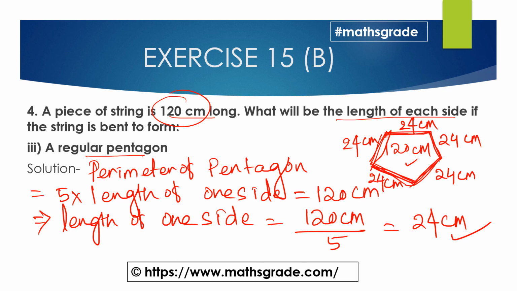Now we will check whether this answer is correct or not. If we add all the 5 sides, that is 24 centimeter, do we get 120 centimeter or not, we have to check. 24 centimeter plus 24 centimeter plus 24 plus 24 plus 24, which is equal to 5 multiplied by 24, which is equal to 120 centimeter. So our answer, the length of one side is 24 centimeter, is correct. So the length of each side of the regular pentagon will be 24 cm.